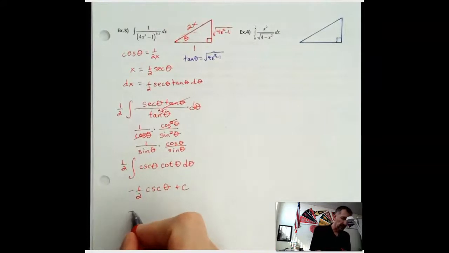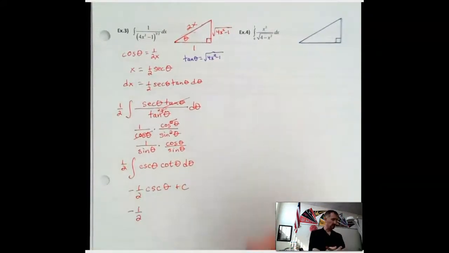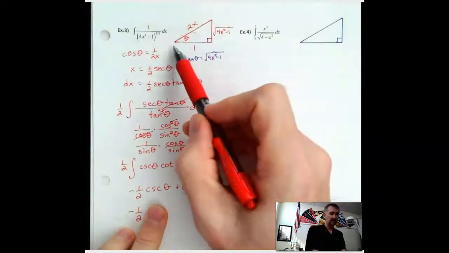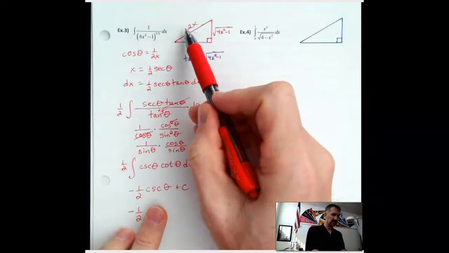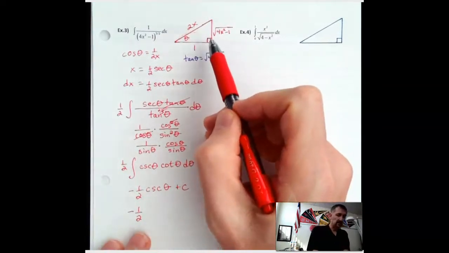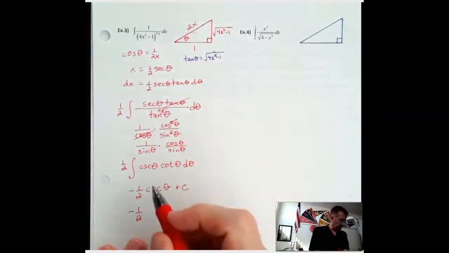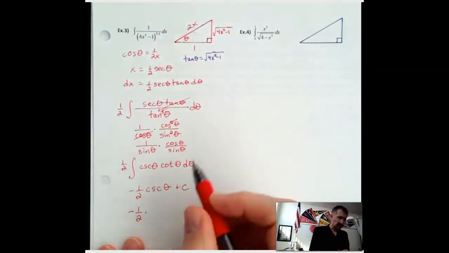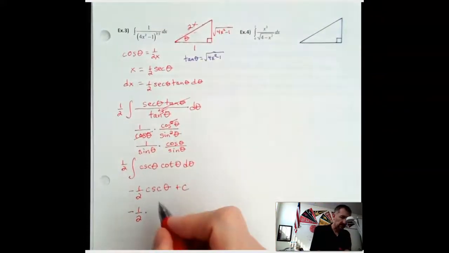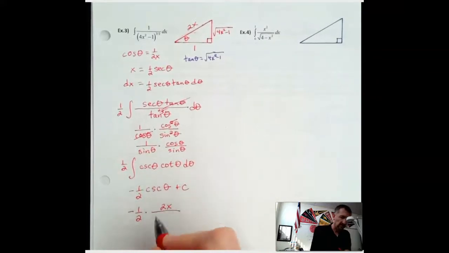Alright. And then on these, we always need to substitute back. We need to switch back. So cosecant goes with sine. Sine would be this over this, so we need to take the reciprocal of that. So that would be this over this. The reciprocal of that would be 2x over this. And those 2's would cancel.